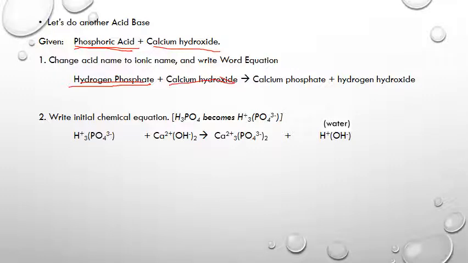Calcium hydroxide, then swap them. Okay, so the hydrogen goes with the hydroxide, and the calcium goes with the phosphate, and you get that. So write the initial chemical equation.